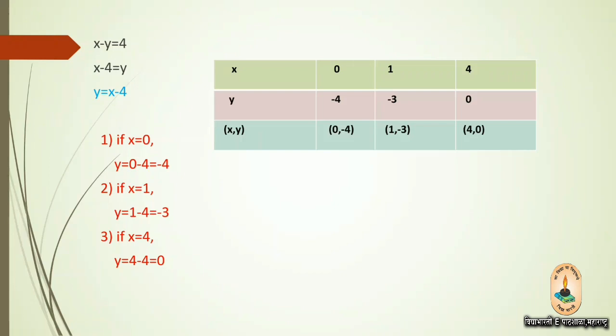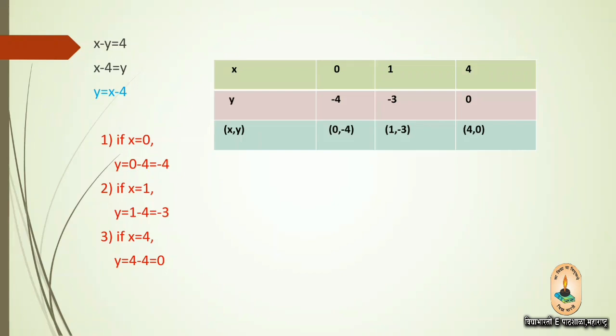Next, if x equal to 4, then y equal to 4 minus 4 equal to 0. Then we write these values of x and y in the form of a table. You observe the table. The first row shows the values of x. The second row shows the values of y. And the third row shows the order pair x, y.